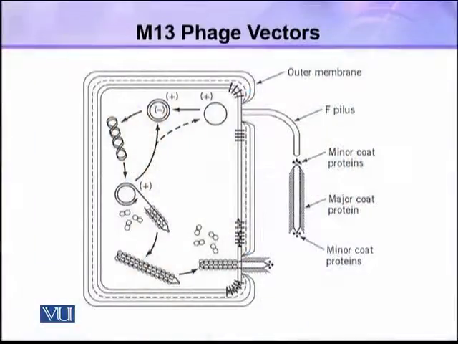So this is the life cycle of M13 phage. So this is M13 phage. It enters the bacterial cell through this pilus, F pilus, and after entering, you can see just after entering the cell, it is single-stranded. But soon after that it becomes double stranded replicative form and then it starts replication and these new particles are formed which then emerge out of the cell. So this is important for cloning purpose.